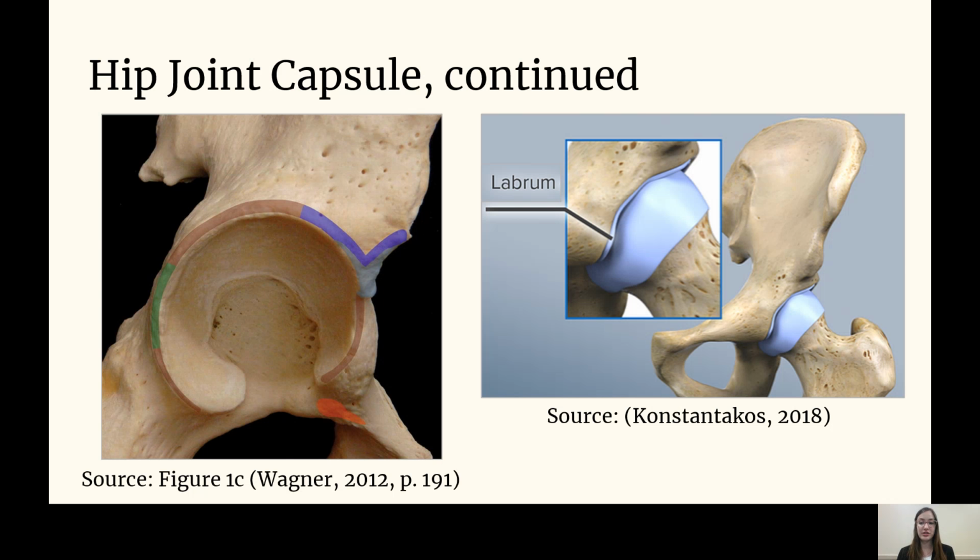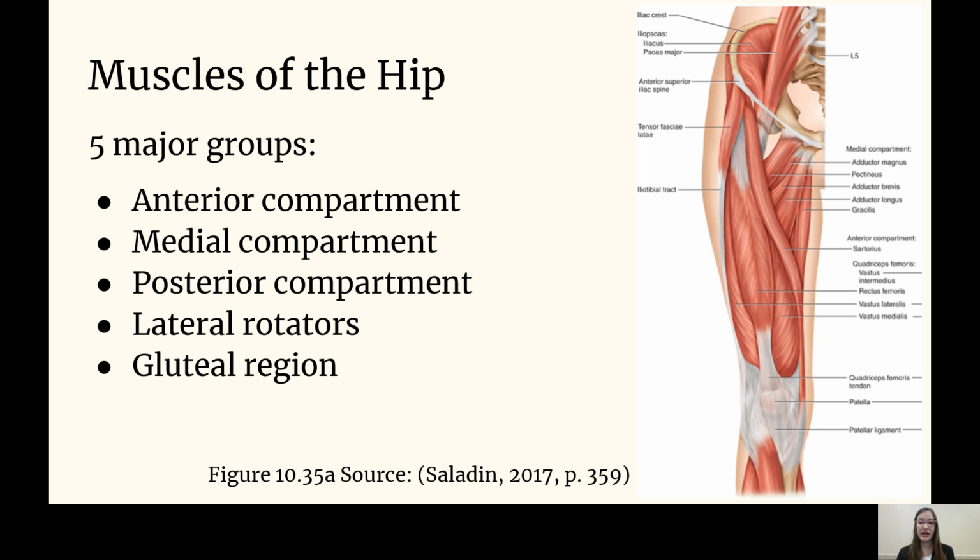Next, I will discuss the muscles of the hip, and there are 5 major groups of muscles associated with the hip, including the anterior, medial, and posterior compartments, as well as the lateral rotators and gluteal region. The illustration on the right displays the anterior and medial compartments.